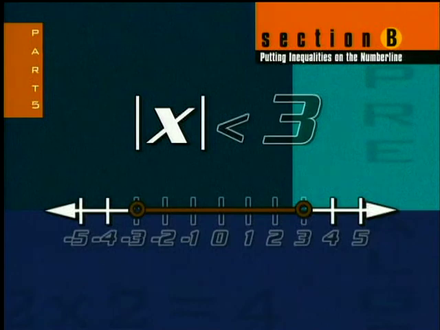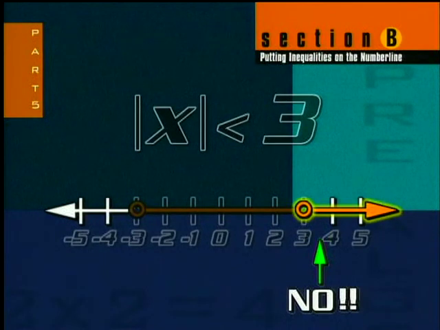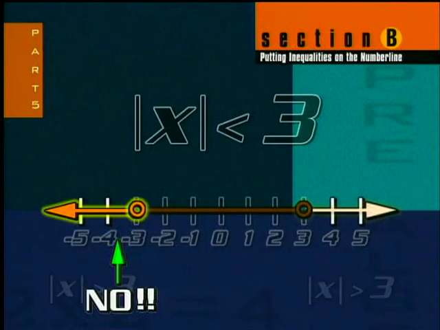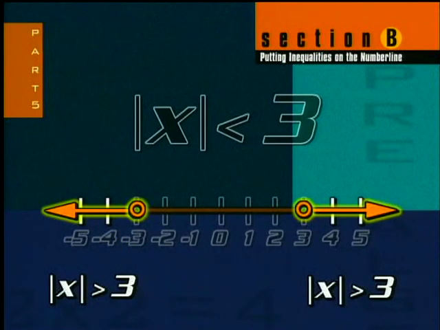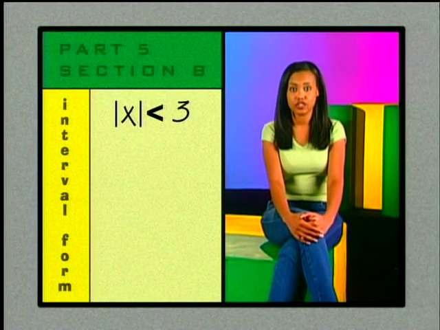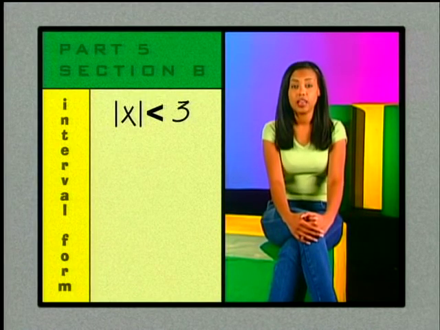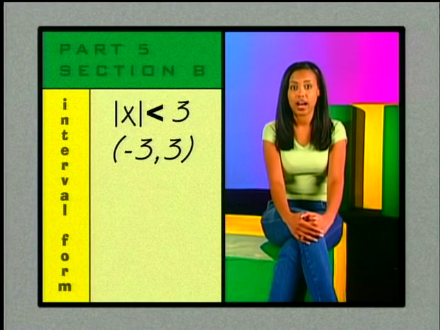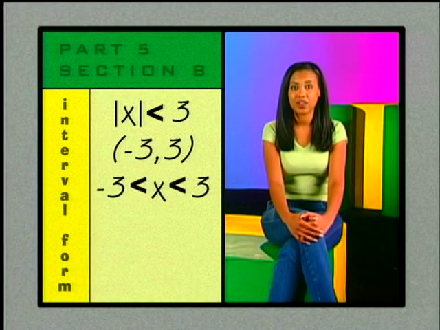All the x values that satisfy our inequality can be found here in the interval between negative 3 and positive 3. Notice that we can't go any higher than positive 3 or any lower than negative 3 because any of these numbers will have absolute values that are greater than 3. We can write the solution for our inequality in interval form, just like the others we've done. Parentheses negative 3, comma, positive 3, parentheses. Or we can write it like this.